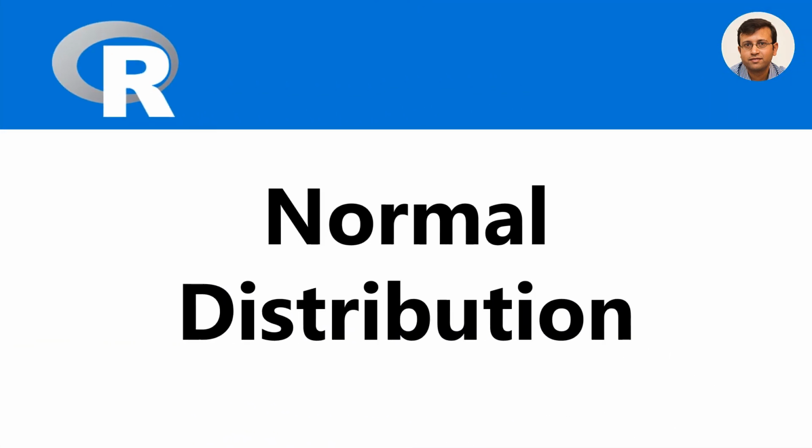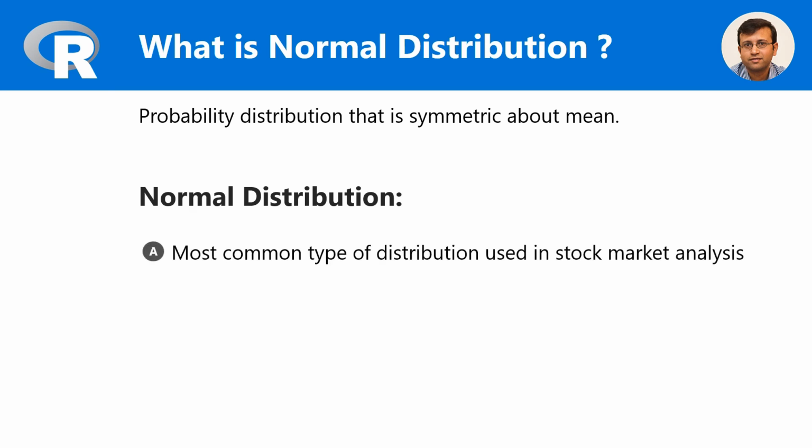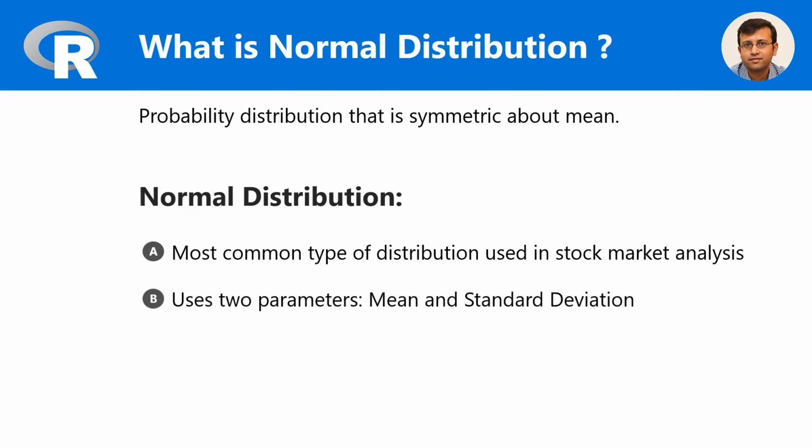In this video, we will talk about normal distribution. Normal distribution is a probability distribution that is symmetric about the mean, showing that the data near the mean is more frequent in occurrence than data far from the mean. The normal distribution is the most common type of distribution assumed in technical stock market analysis and in other types of statistical analysis. The normal distribution has two parameters, the mean and the standard deviation.